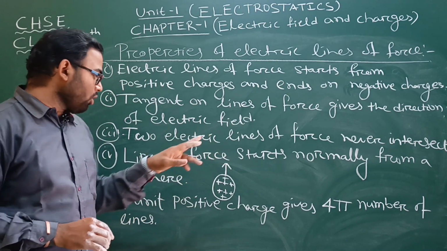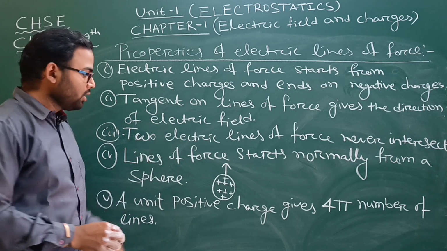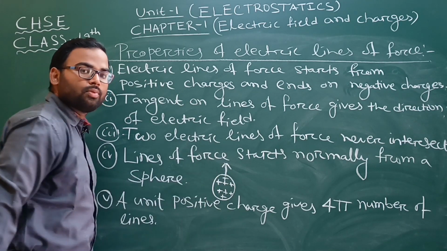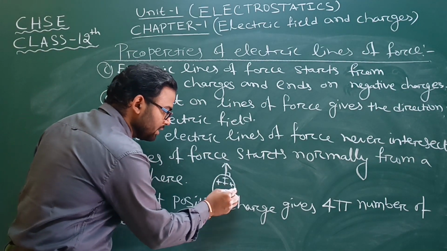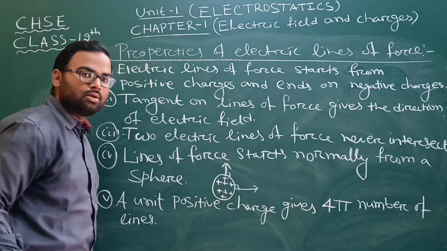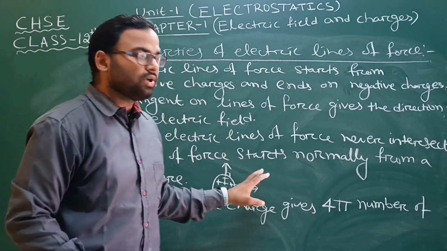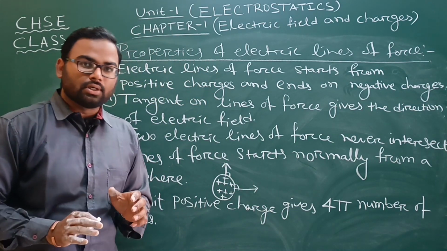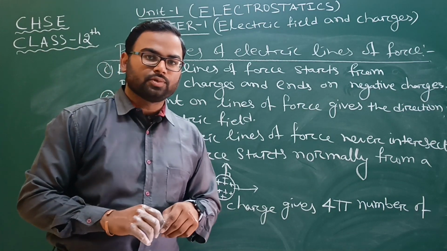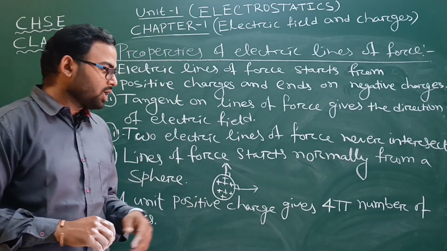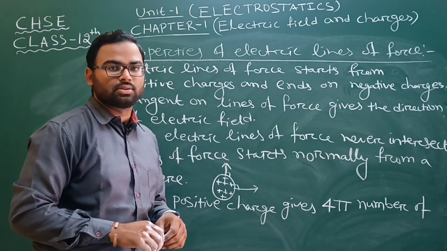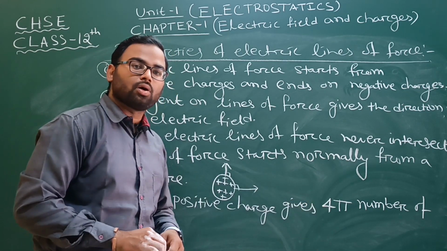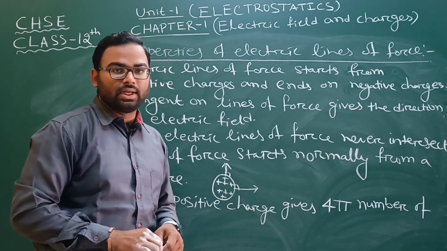Lines of force start normally from a sphere. If there is a charged sphere, then the electric lines of force start normally, meaning at 90 degrees. This is 90, if it starts from this point, this is 90. So electric lines of force always start normally from a sphere. Why sphere? We have considered the charge as a spherical body. A unit positive charge gives 4 pi number of lines. Here pi is 180 degrees.